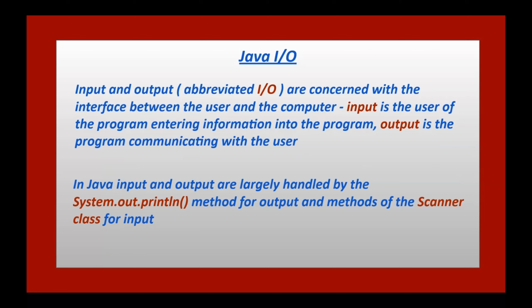In Java, input and output are largely handled by a method called System.out.println and methods of the Scanner class for input. We're going to go over each one, of course, in detail, and I'll show you some examples. First, we're going to cover output, governed via the System.out.println method.